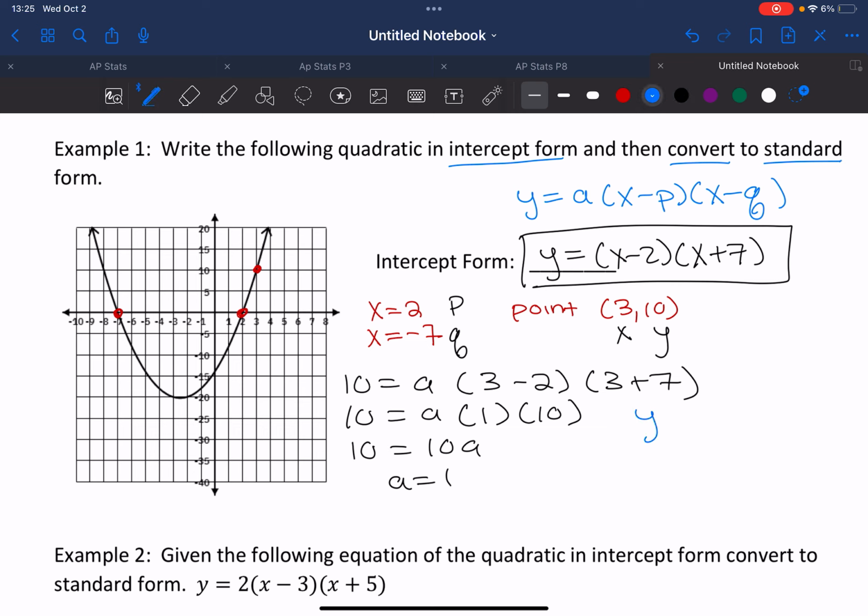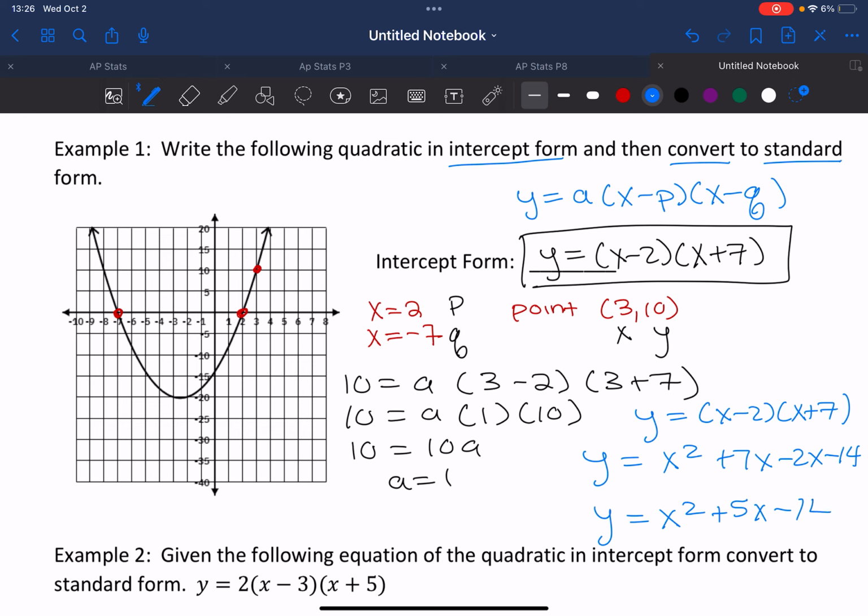Then I need to convert that into standard form. So I have y is equal to x minus 2, x plus 7. I'm going to FOIL, so I have y is equal to x squared plus 7x minus 2x minus 14, and then combine like terms. Y is equal to x squared plus 5x minus 14, and this is my second answer.